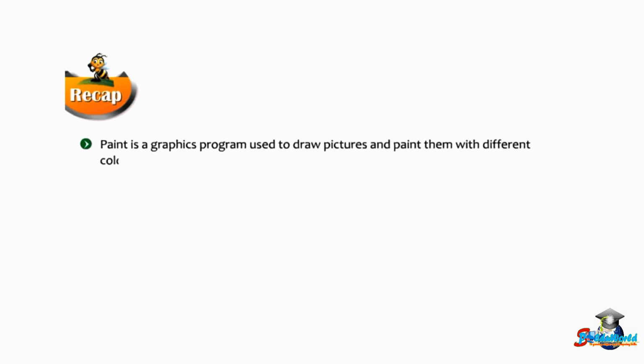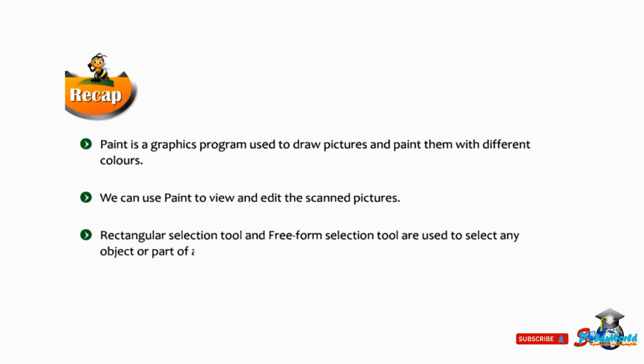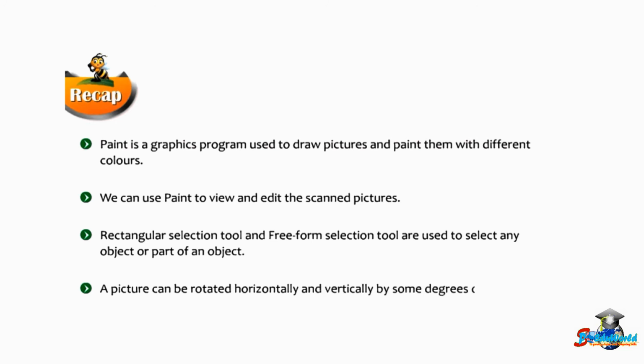Okay students, let us take a recap of this chapter. PAINT is a graphics program used to draw pictures and paint them with different colors. We can use PAINT to view and edit the scanned pictures. Rectangular Selection Tool and Freeform Selection Tool are used to select any object or part of an object. A picture can be rotated horizontally and vertically by some degrees of an angle.